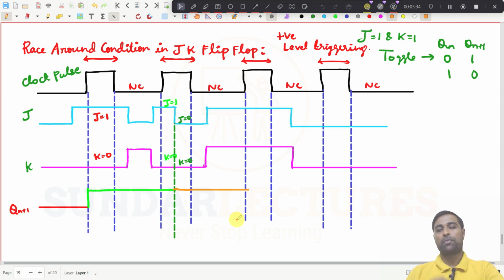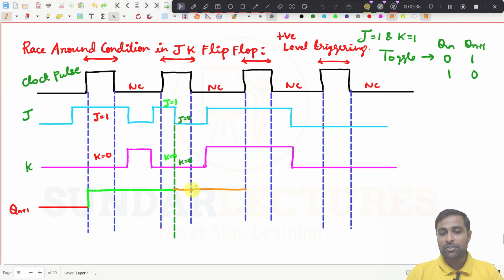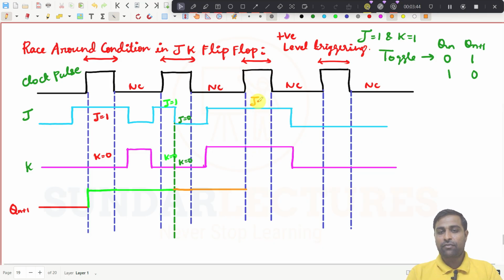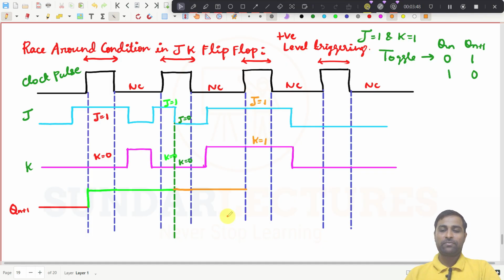And here comes the problem. Until this point it is 1. See here at this point, what is the J value? It is 1. And what is the K value? It is 1 here. What is this condition? It is a toggle condition.